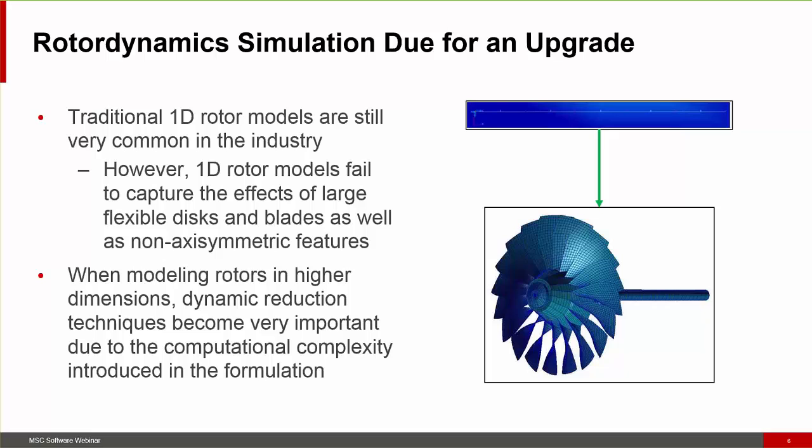And that of course makes sense. Traditionally, 1D was the only thing possible, were 1D models, because of the computational weight. Once you add all the gyroscopic terms in your matrices, then the analysis becomes quite heavy. However, while 1D rotor models have been used for many years, it's not hard to show that they do fail to capture the action of large flexible disks and blades or non-axisymmetric features.